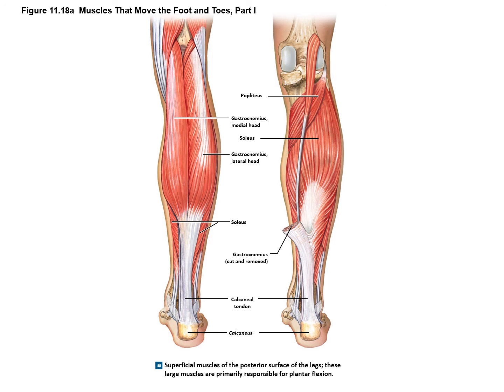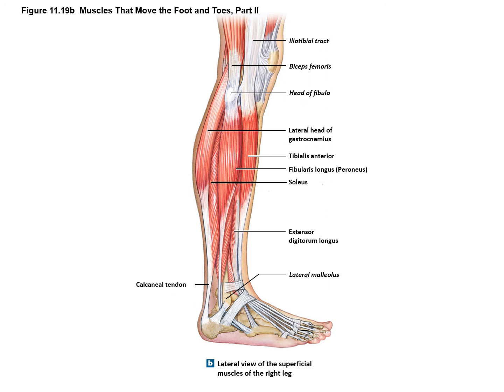In the final slide of this lecture, I just want to showcase a lateral aspect of the leg so that way you can see an even better view of tibialis anterior, where extensor digitorum longus is, and then where the fibularis muscles are. So you can see that natural progression of one muscle to the other and note their order: tibialis anterior, extensor digitorum longus, fibularis longus, and then it moves back to the soleus and gastrocnemius.